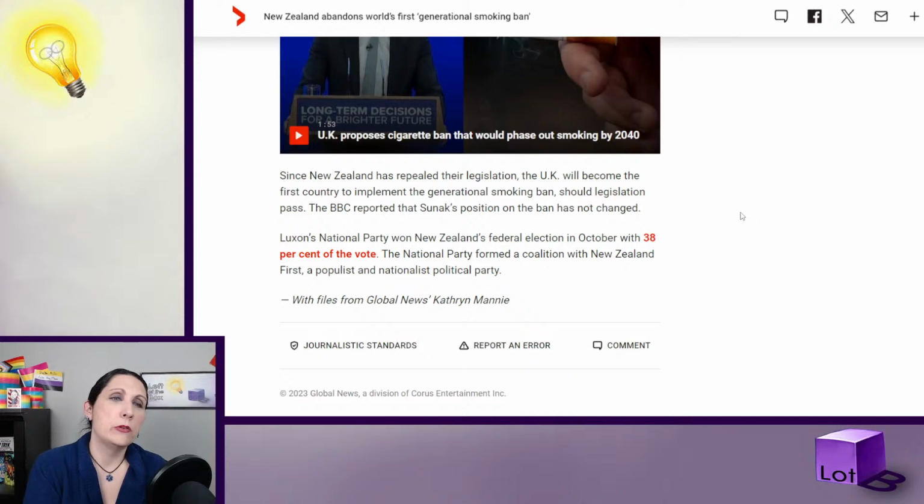Luxon's National Party won New Zealand's federal election in October with 38% of the vote. Gotta love those parliamentary systems. The National Party formed a coalition with New Zealand's first populist and nationalist political party. Yeah, gotta love those political parties that get in with well under half of the popular vote.